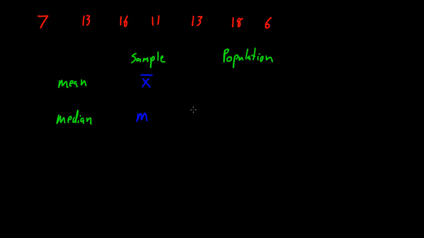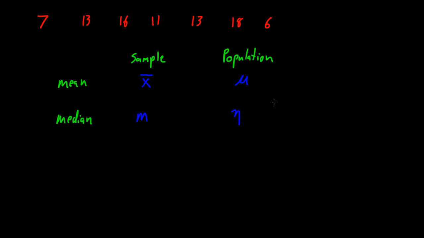For the population though, we actually use the Greek symbols to denote their values. So for the population mean, we use a symbol called mu, which looks like a u with a little extra tail on the front, and that's going to be the population mean for our data set. And for the population median, we're going to use eta to denote that. And eta looks like an n that kind of goes down on the side.